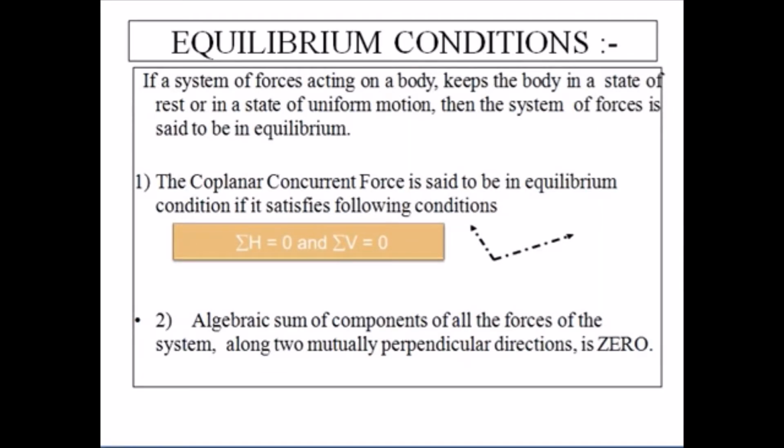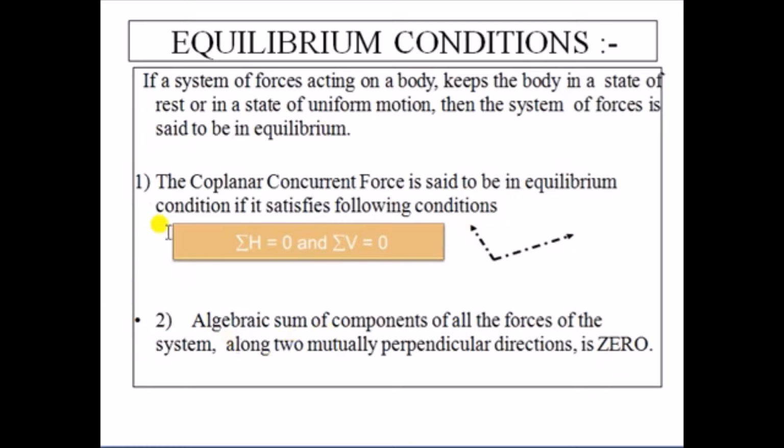Now, what are the equilibrium conditions for this? If a system of forces acting on a body keeps the body in a state of rest or in a state of uniform motion, then the system of forces is said to be in equilibrium. In mathematical language, for any representation of force vectors in different directions, the summation of horizontal forces should be 0, the summation of vertical forces should be 0, and the moment should also be equal to 0.